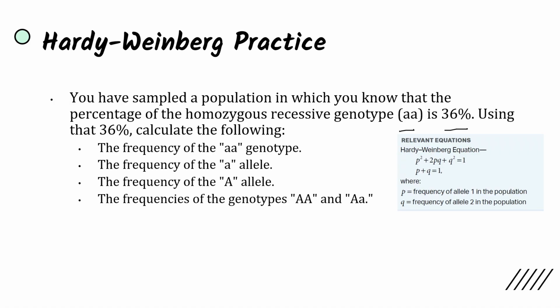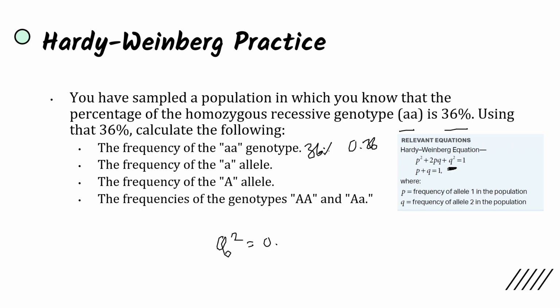Firstly, the frequency of the homozygous recessive genotype. Well, it was just given to us in the problem. That is 36% or 0.36. Now, when we're asking for the frequency of the recessive allele, we have to look at our Hardy-Weinberg equations. We know that our frequency of the aa genotype, that 36%, is represented in the Hardy-Weinberg equation by q squared, like we discussed on the previous slide.